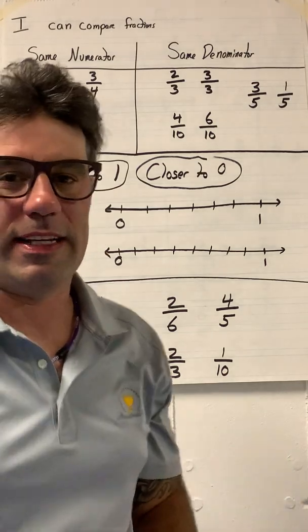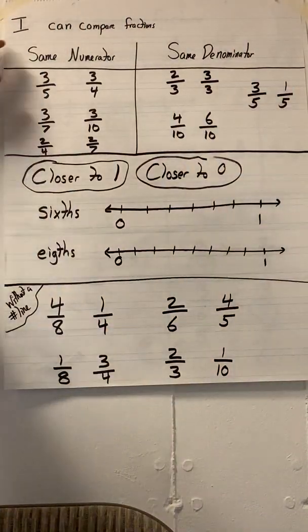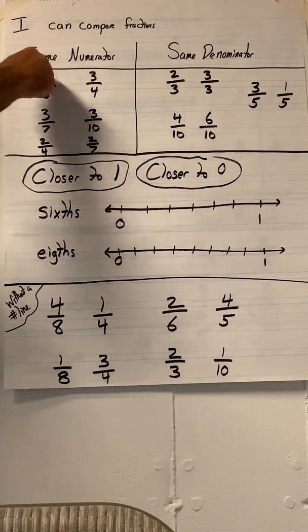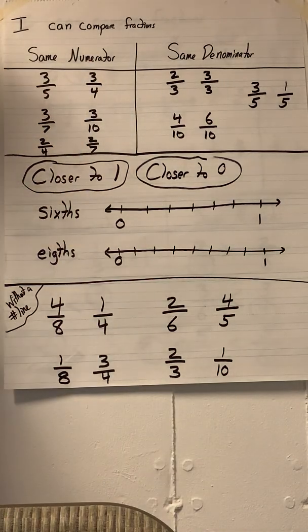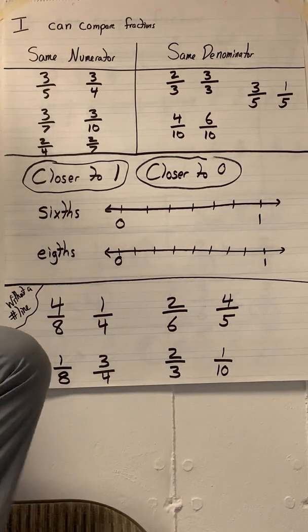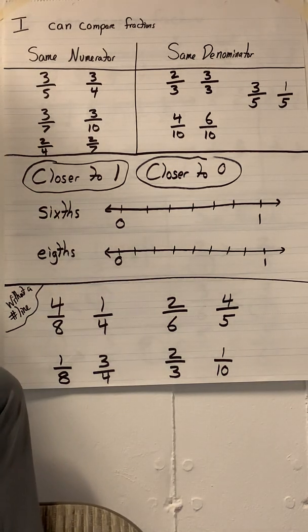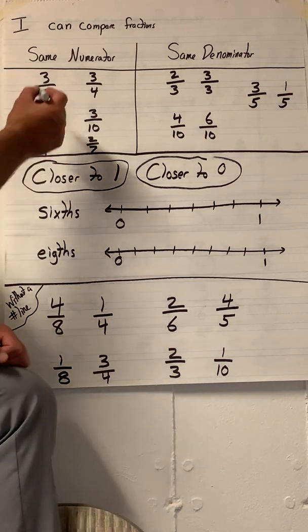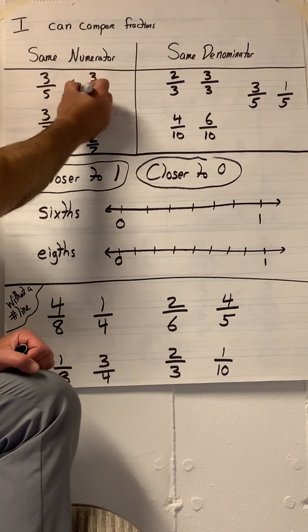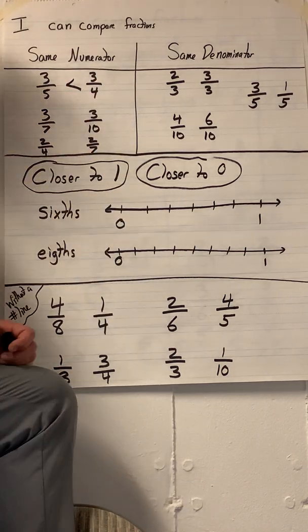Cool. So let's take a look. Ready? So first, we're going to start off with the same numerator, right? 3 on top, right? So now what we're looking at is the denominator. And remember, the bigger the denominator, the smaller the pieces, right? So fifths or fourths. Fifths are smaller than fourths every time.